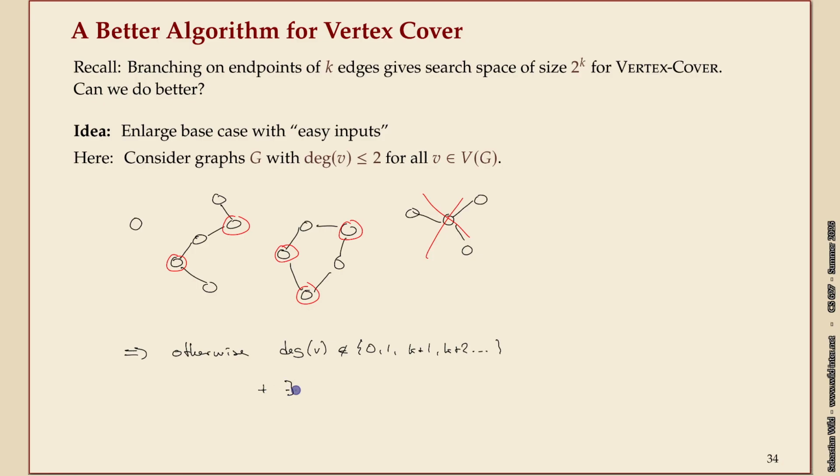Plus, we know that there is now at least one high degree vertex, where high means at least 3. That's the new thing. This base case gives us that there is a vertex of degree at least 3. Okay?